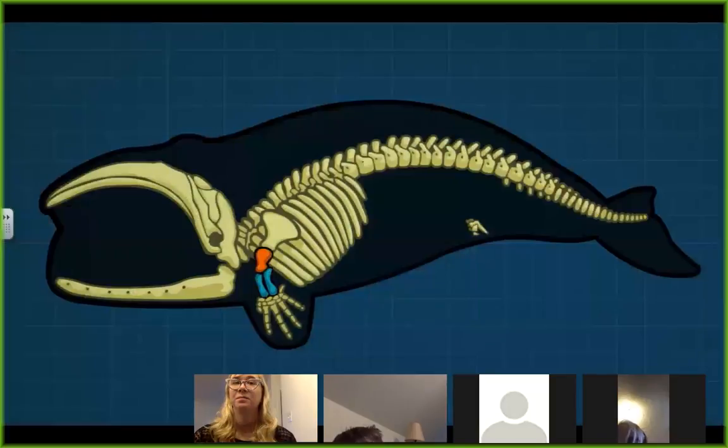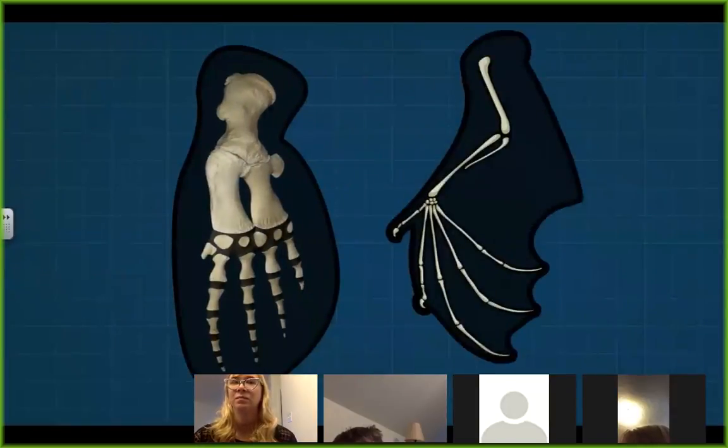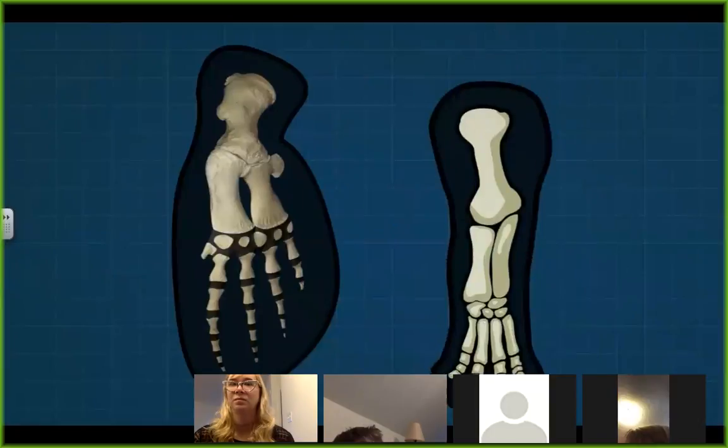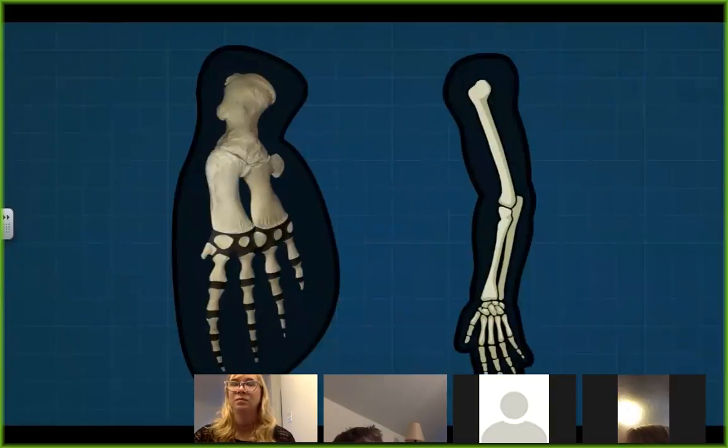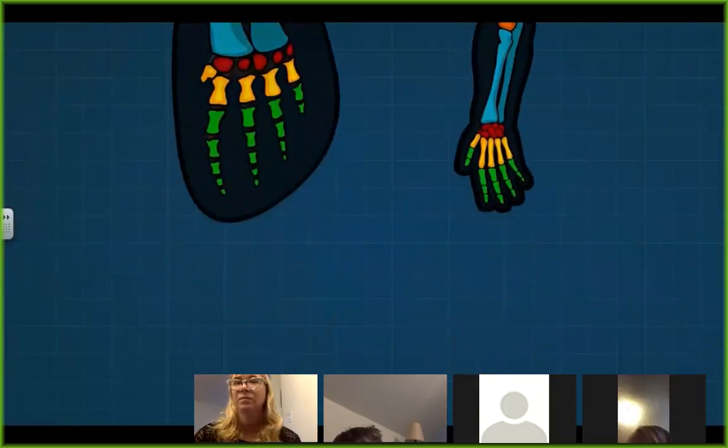Strangely, whales have arm, wrist, hand, and finger bones inside their front flippers. Here's a photo of these bones, the same bones that bats, hippos, and people have in their front appendages. 1 bone, 2 bones, wrist, hand, and finger bones.